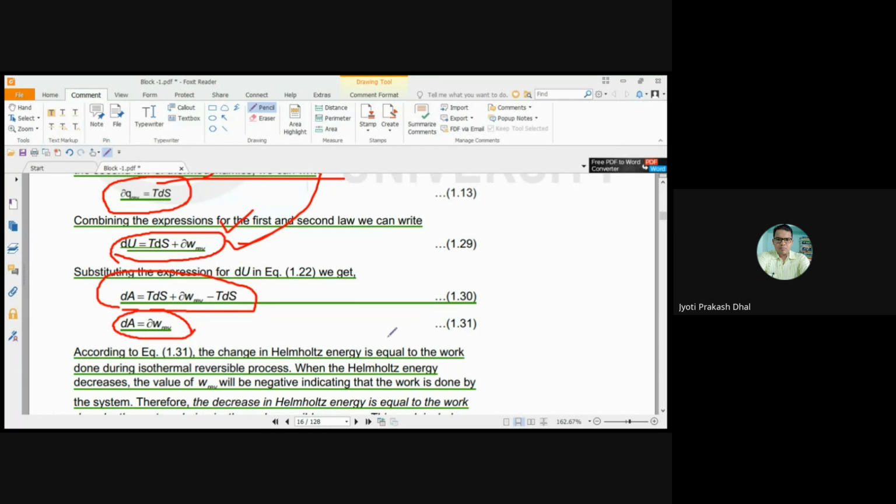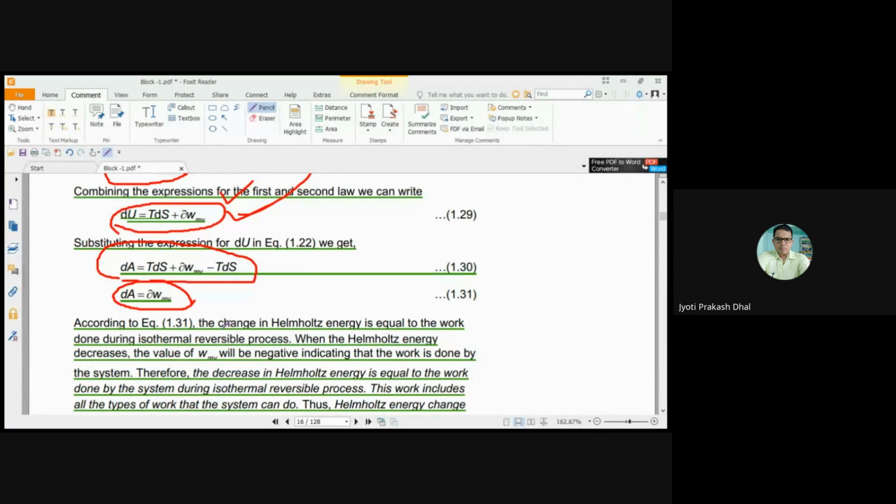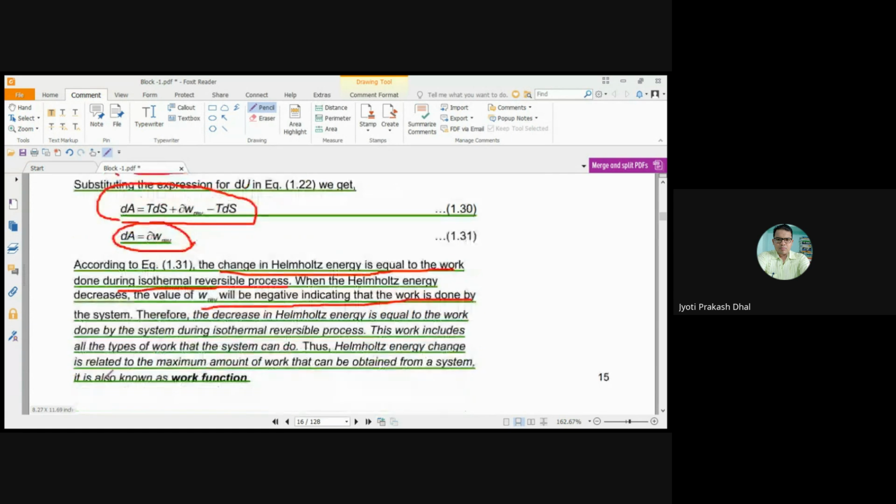This is equation 1.31, and this equation describes that the change in Helmholtz energy equals the work done during an isothermal reversible process. If the process is isothermal and reversible, then the change in Helmholtz energy, that is dA, equals the work done under the reversible condition. And the value of W reversible will be negative, indicating that work is done by the system. If work is done by the system, then it is negative work. Therefore, the decrease in Helmholtz energy equals the work done by the system during an isothermal reversible process.